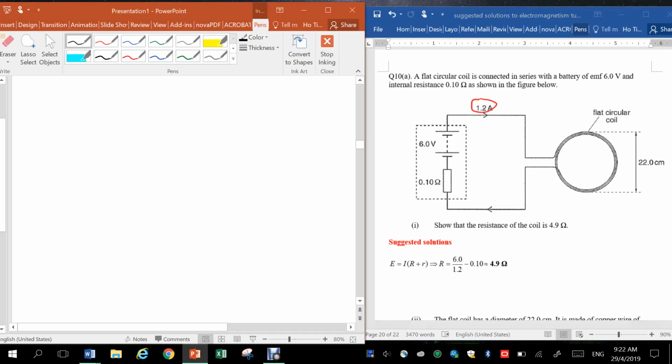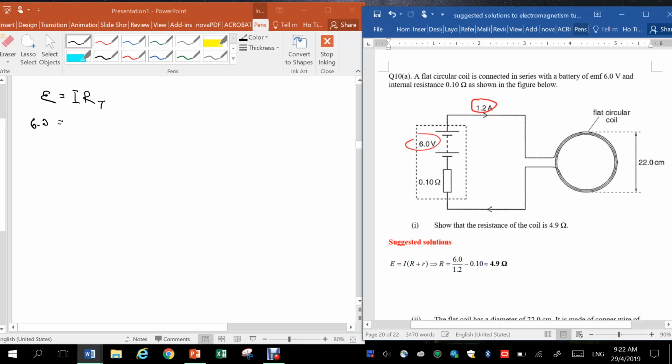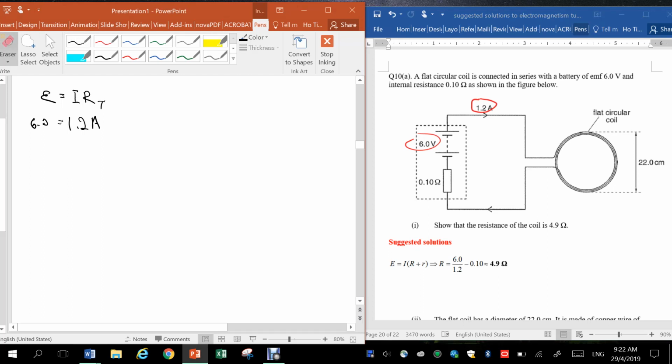Right, we know that the EMF equals I times R total. EMF here is 6.0 volts as given by the battery over here. Current is just 1.2 amperes. It's given. Oops, we didn't need to put in that amperes.